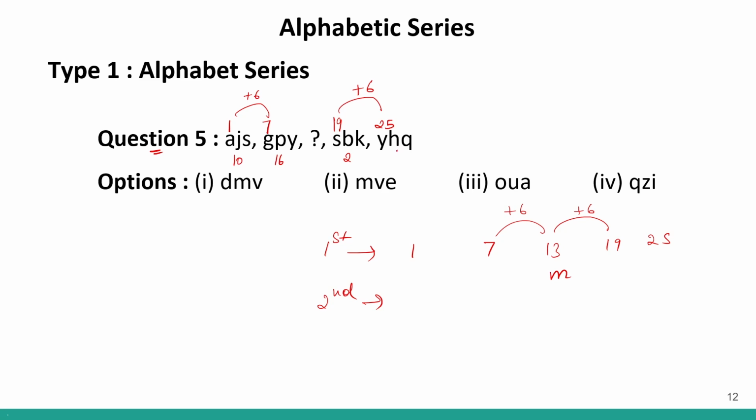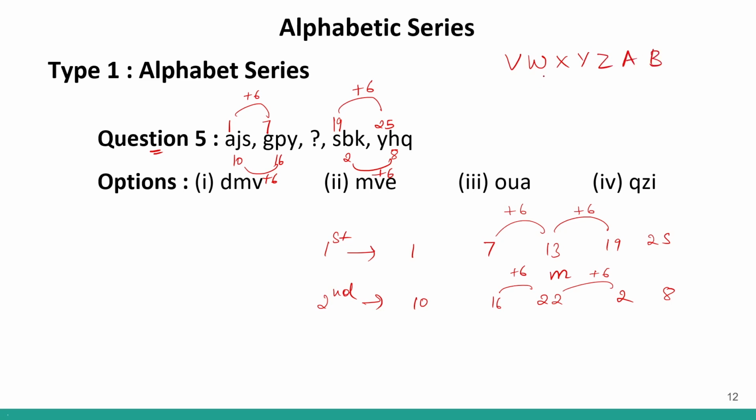H is basically 8. So 10, 16, 2 and 8. So this is plus 6. This is also plus 6. So if I add 6 over here, I'll get 22. And after the 22 position we have V. So V, W, X, Y, Z, A, B.